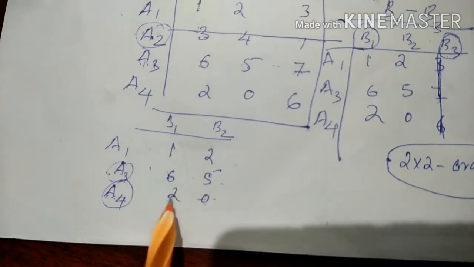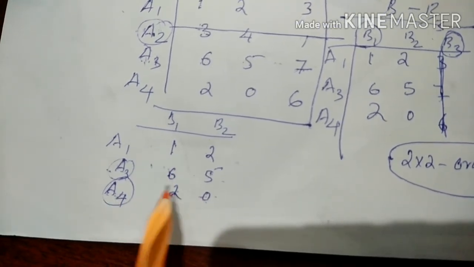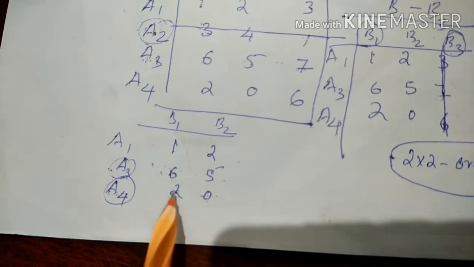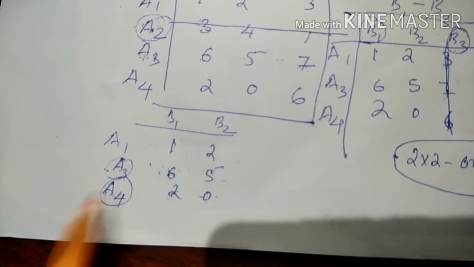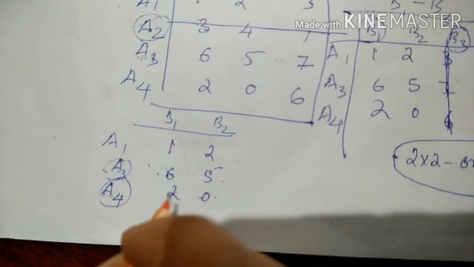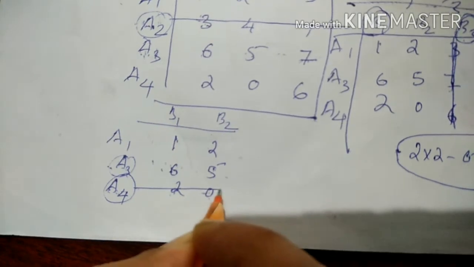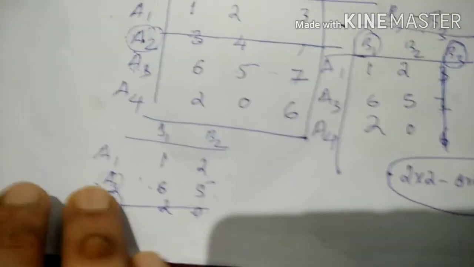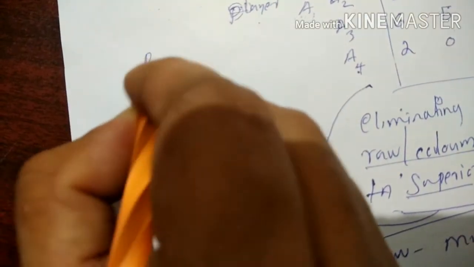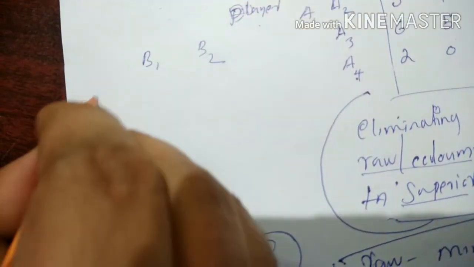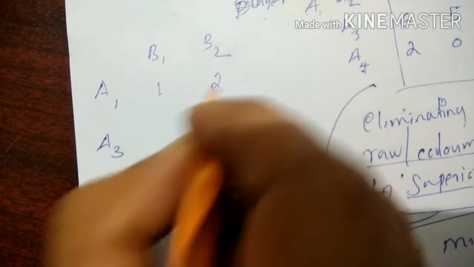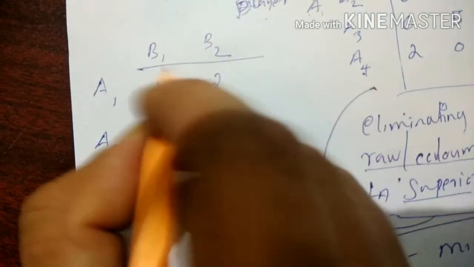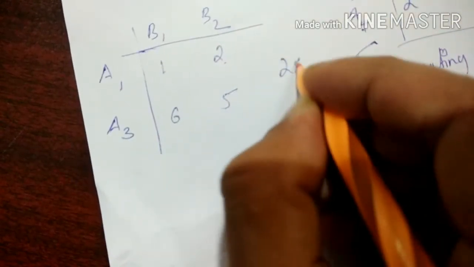A3 and A4 compare ചെയ്യുന്ന സമയത്ത് A4 ലെ എല്ലാ വാല്യൂസും A3 ലെ വാല്യൂസിനേക്കാൾ കുറവാണ് അല്ലെങ്കിൽ പേ ഓഫ് കുറവാണ് അല്ലെങ്കിൽ ഈക്വൽ ആണ്. So namukku row minimum delete cheyyam. This row will be deleted. So finally we will get the matrix of 2 into 2 order, that is B1, B2 and A1, A3: 1, 2, 6, 5. This is the matrix of order 2 by 2.